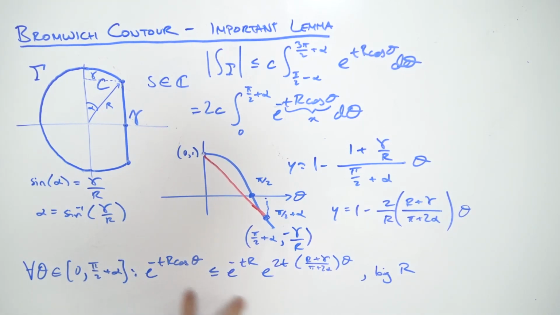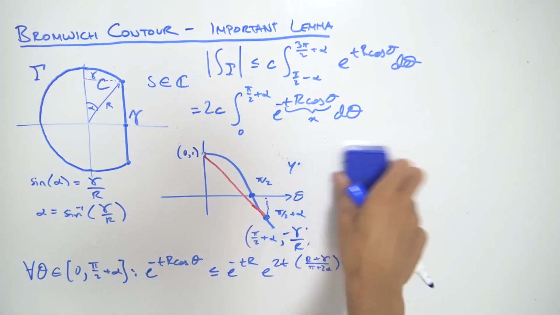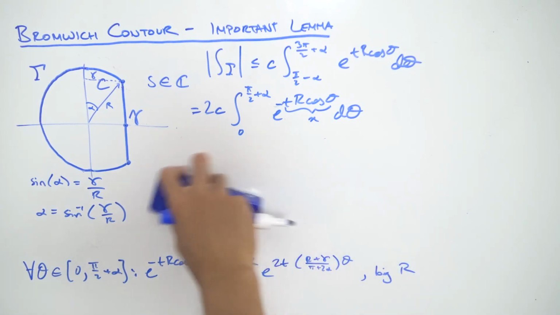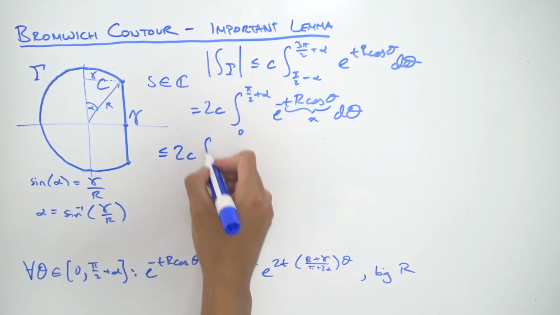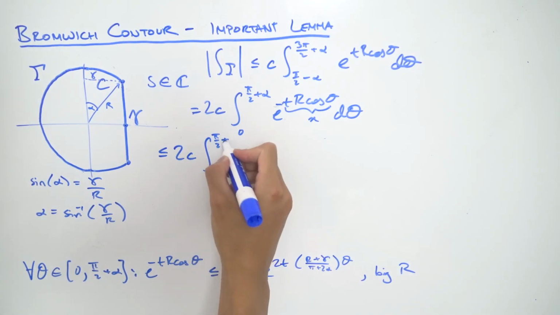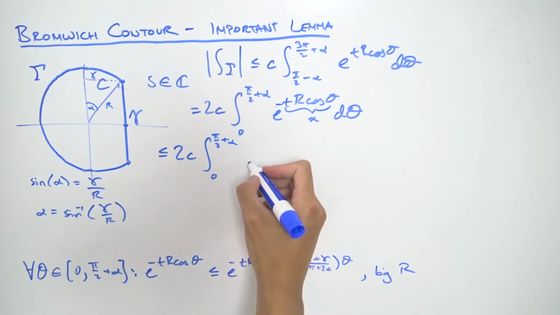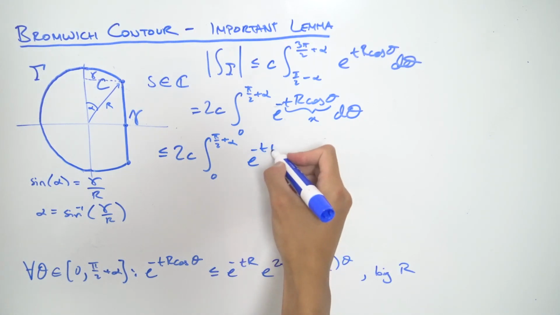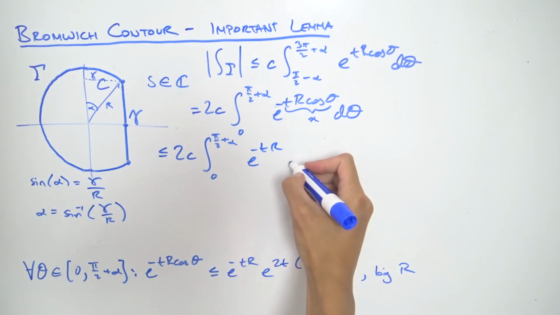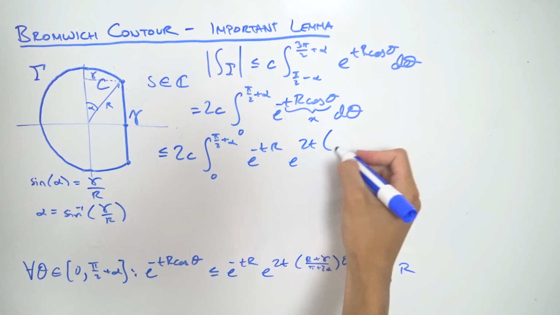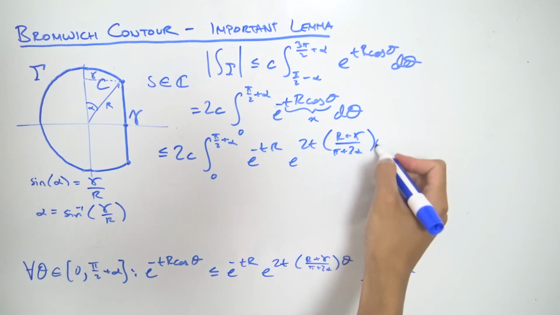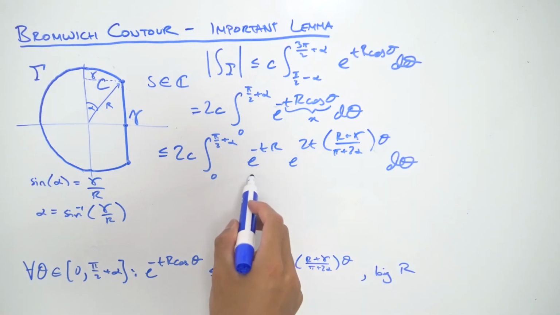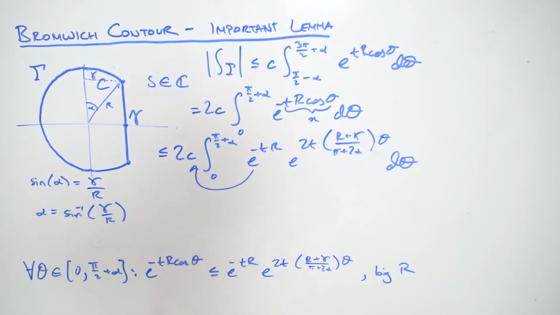So we've just found a new upper bound for our current integrand, which is what we had. Let's plug that in. And our integral will actually be a lot easier to evaluate, which is quite nice. So now this is less than or equal to 2c times the integral from 0 to pi on 2 plus alpha of, now we're going to have e to the minus tr, so that's the first part over here, and then we also get e to the 2t r plus gamma divided by pi plus 2 alpha times theta d theta. And obviously this is a constant over here, so that can jump out to the front.